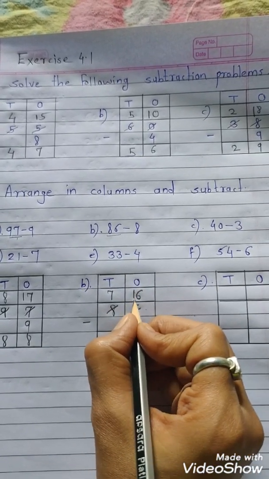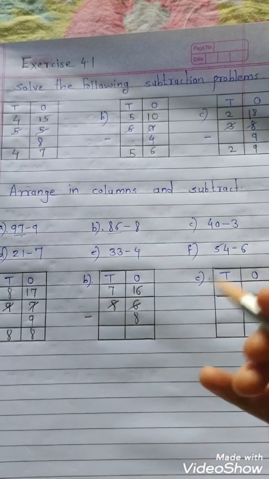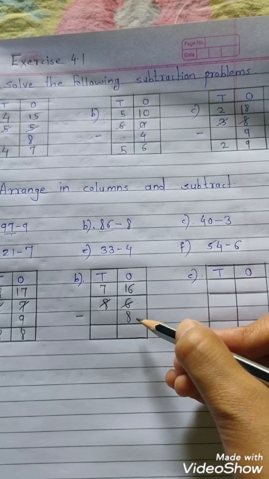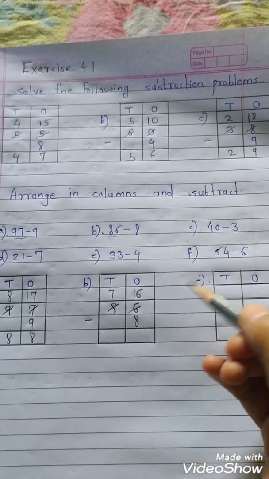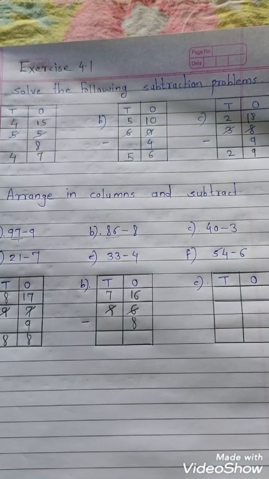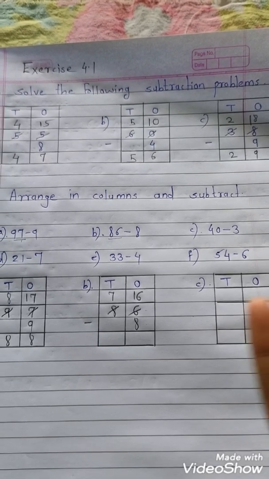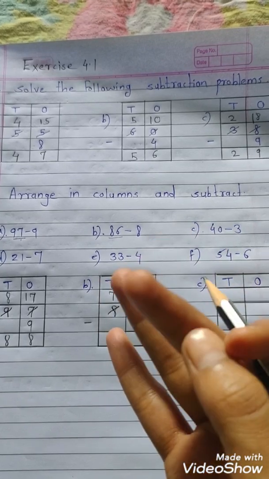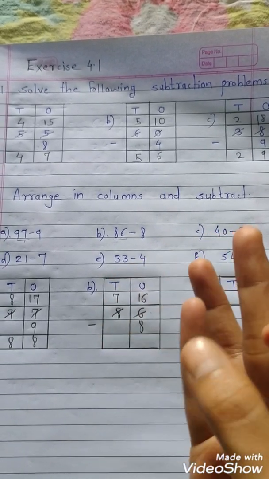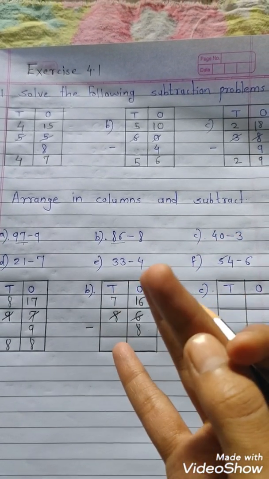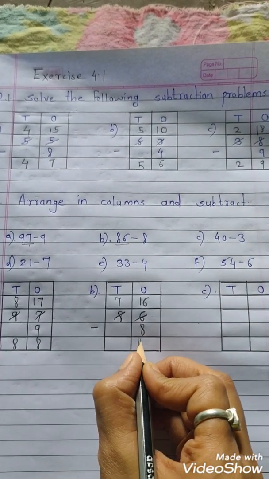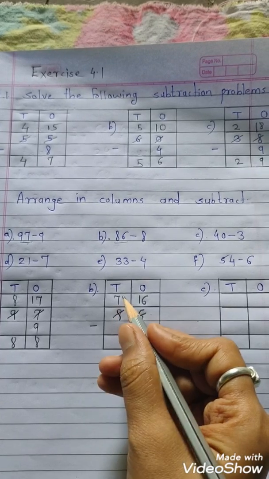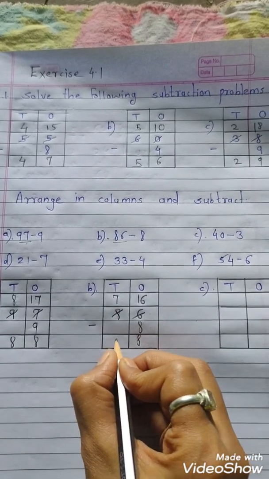Write 1 always on the left side of the given number. So 16 minus 8. Now the first number is bigger than the second one. Yes, so subtraction is 16 minus 8. So count after 8 up to 16. After 8, 9, 10, 11, 12, 13, 14, 15, 16. How many? 1, 2, 3, 4, 5, 6, 7, 8. So 8 we will write. And 7 minus nothing is there, so 0 is there. 7 minus 0 is 7.